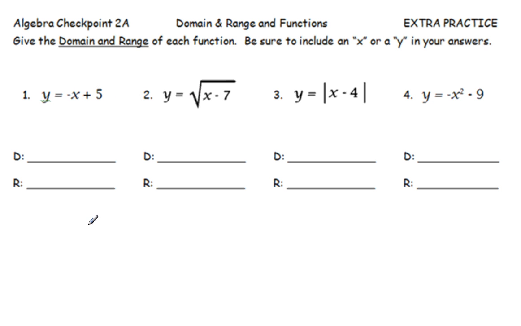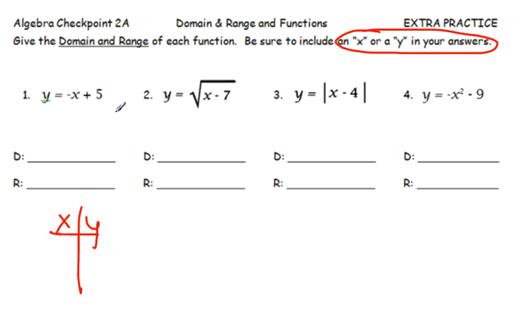The first one is what could I plug in for x? Well, this is just a line. So if I make an xy table, you could plug in anything you want for x. So here it's all numbers. And I do say include an x or y in your answer. I just want you to put x equals something in this one. So here I'd say x equals all numbers.